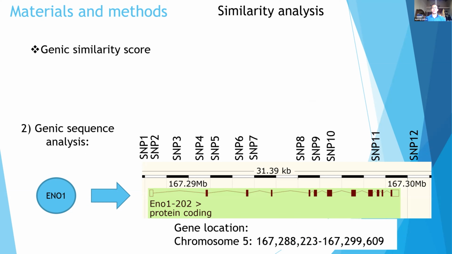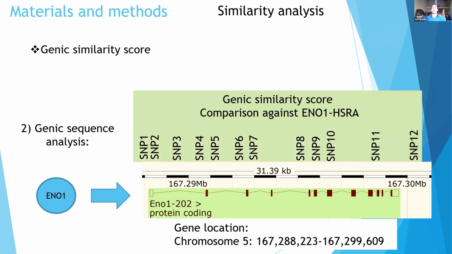So we know that this specific transcription factor is being encoded from this specific locus, chromosome 5, between those locations. We pull out all the SNPs that are inside this locus, and we perform the similarity score analysis. So you are going to end up with a comparison for the N01 between each individual and the N01 from the HSRA, the reference sequence.